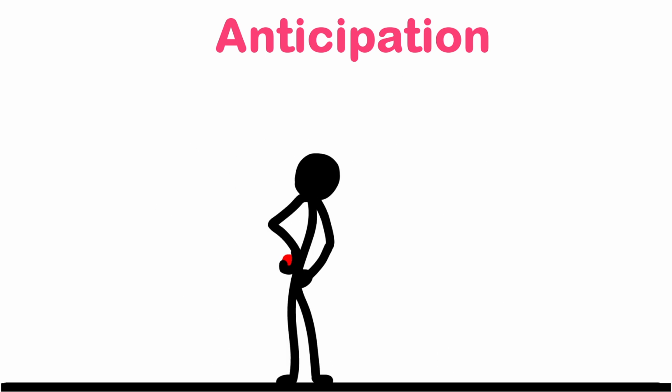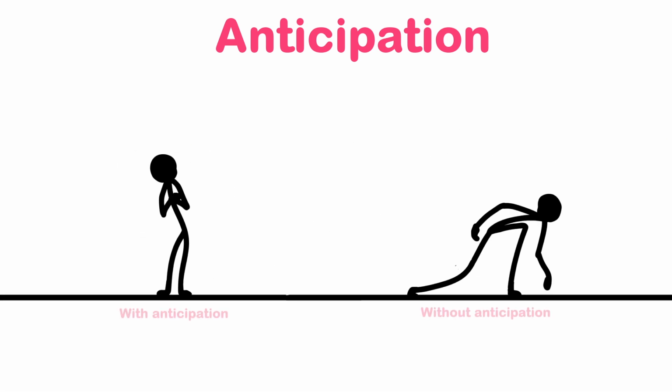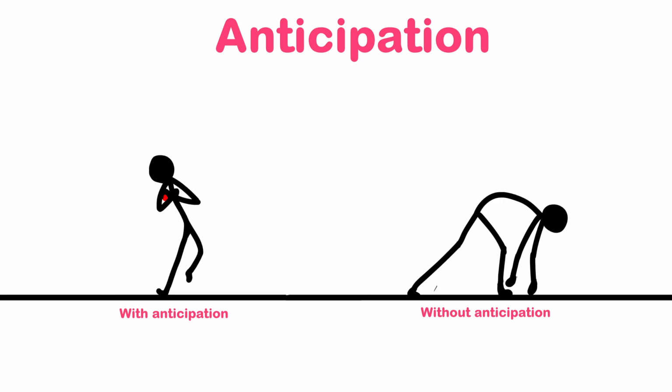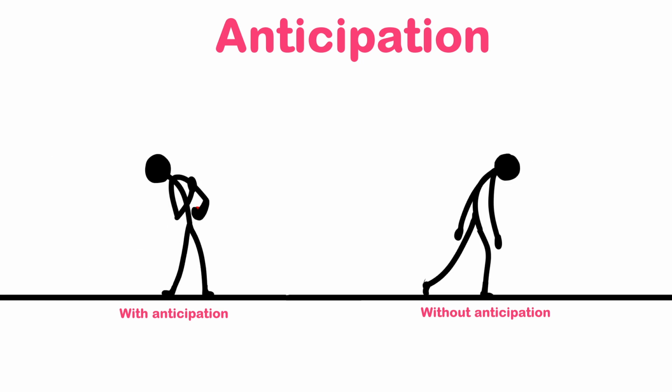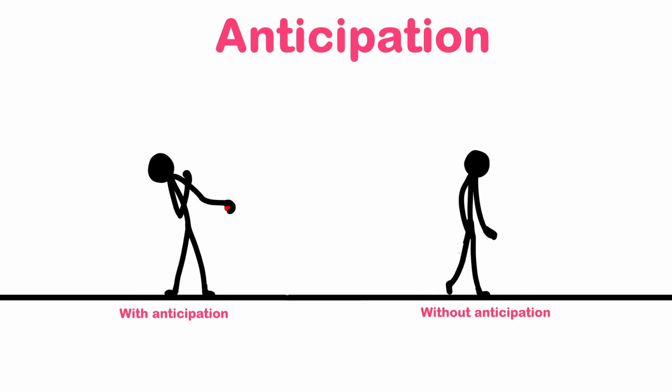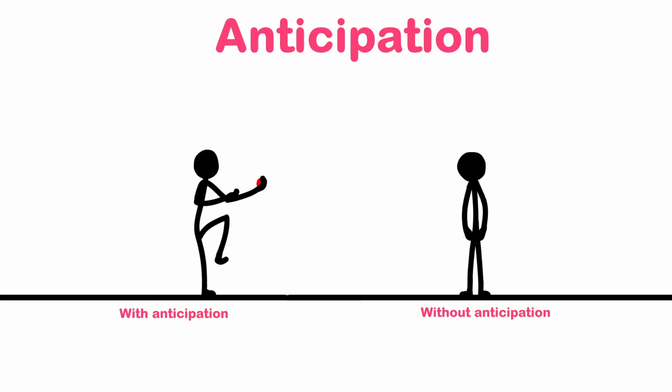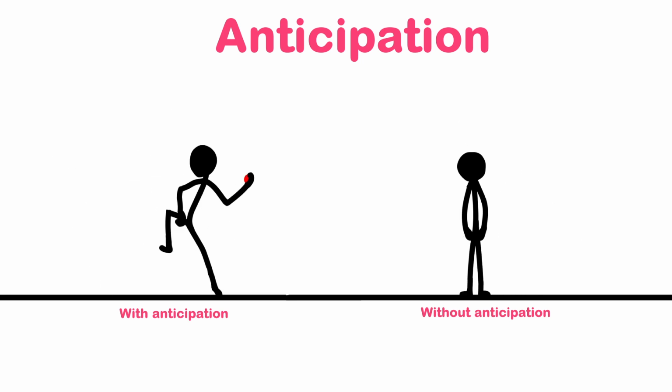But if we remove this anticipation, it would look something like this. The animation without anticipation looks really unnatural. It looks like the character is getting force from nowhere and then suddenly throws the ball with full force. So it's not really looking realistic, and that is why adding anticipation in this kind of animation is one of the most important things to make your animation more realistic.